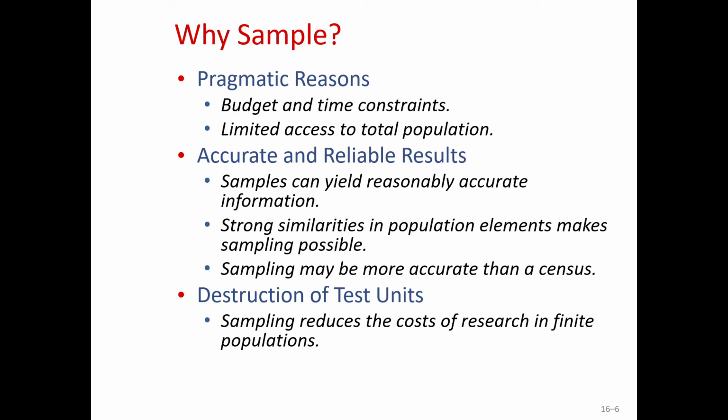Accurate and reliable results as well. Another major reason for sampling is that a properly selected sample gives results that are quite accurate. So while not very common, in some situations a sample may be more accurate than a census.